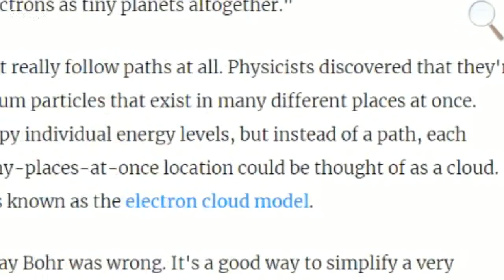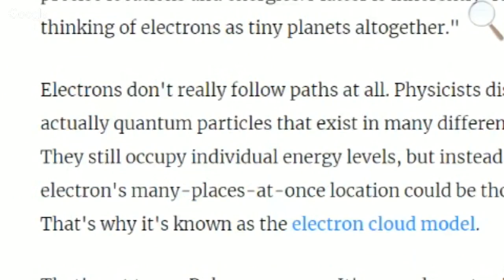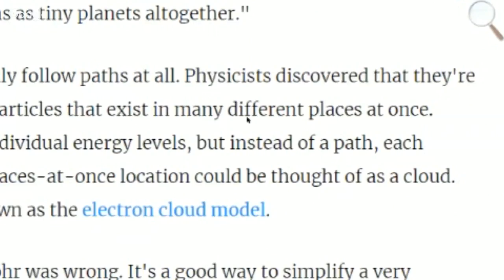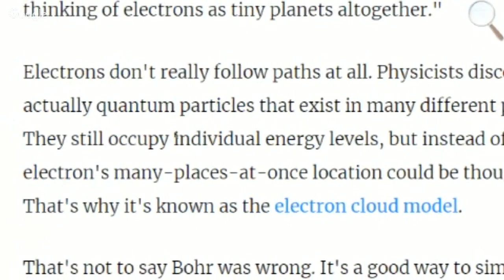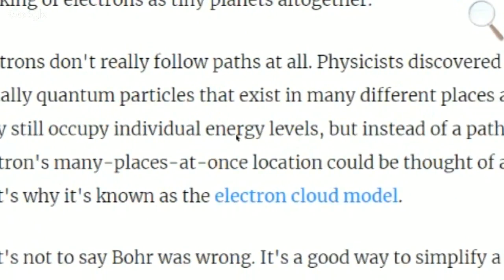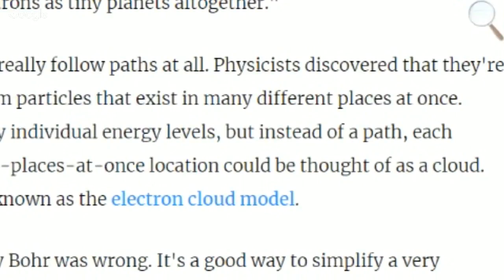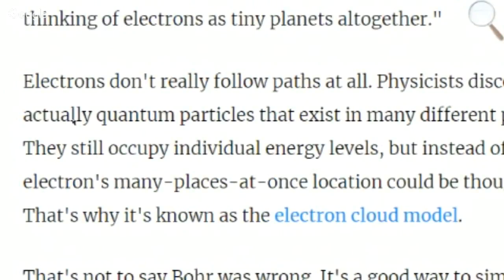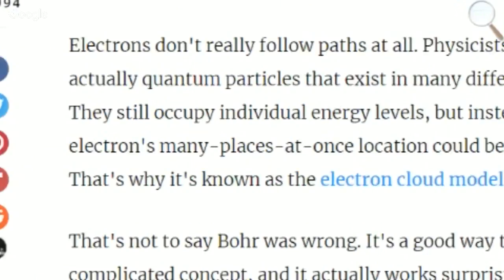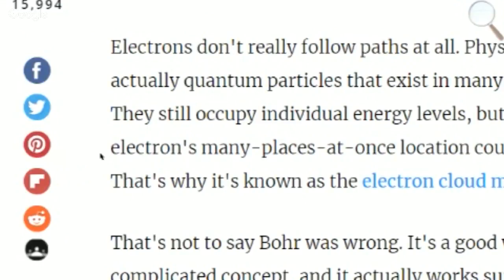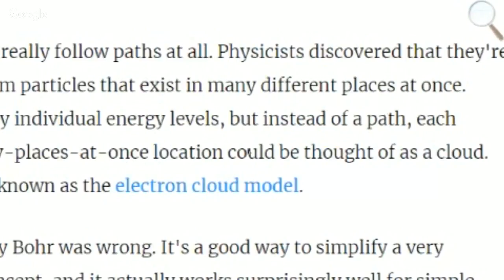Physicists discovered that they are actually quantum particles that exist in many different places at once. They still occupy individual energy levels, but instead of a path, since each electron is in many places at once, its location could be thought of as a cloud. That's why it's known as the cloud model.